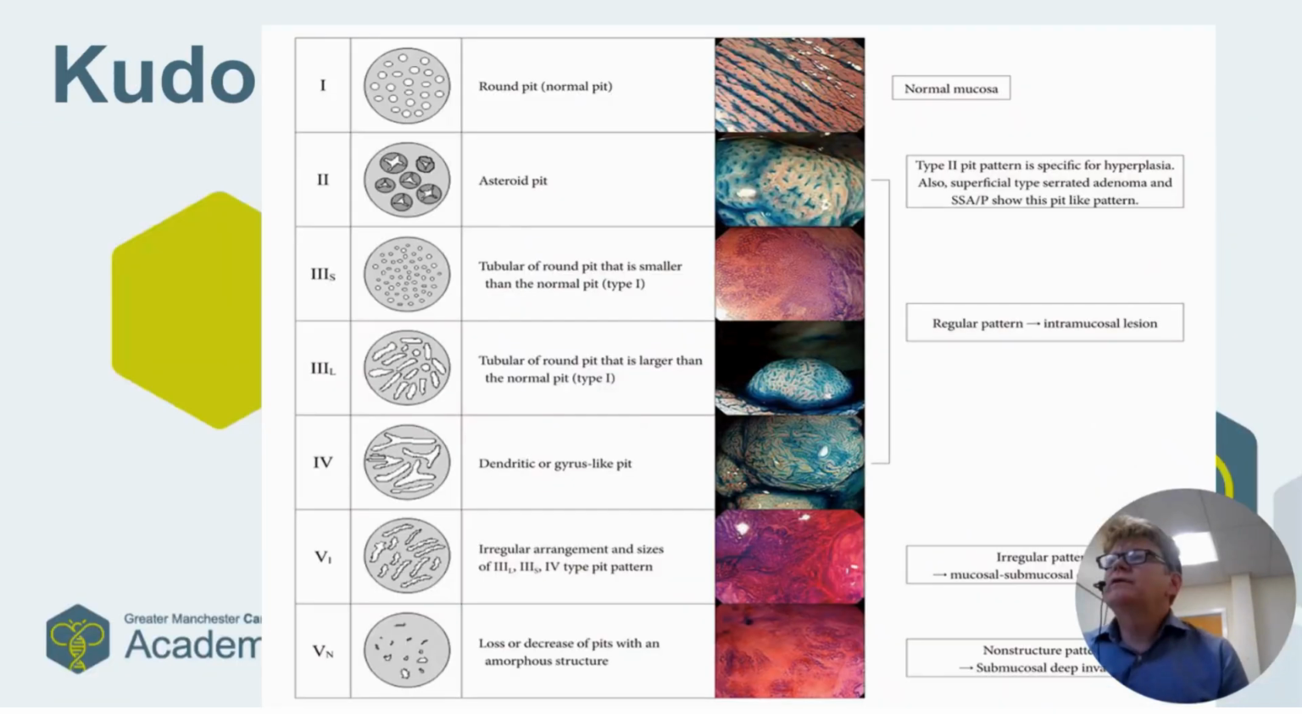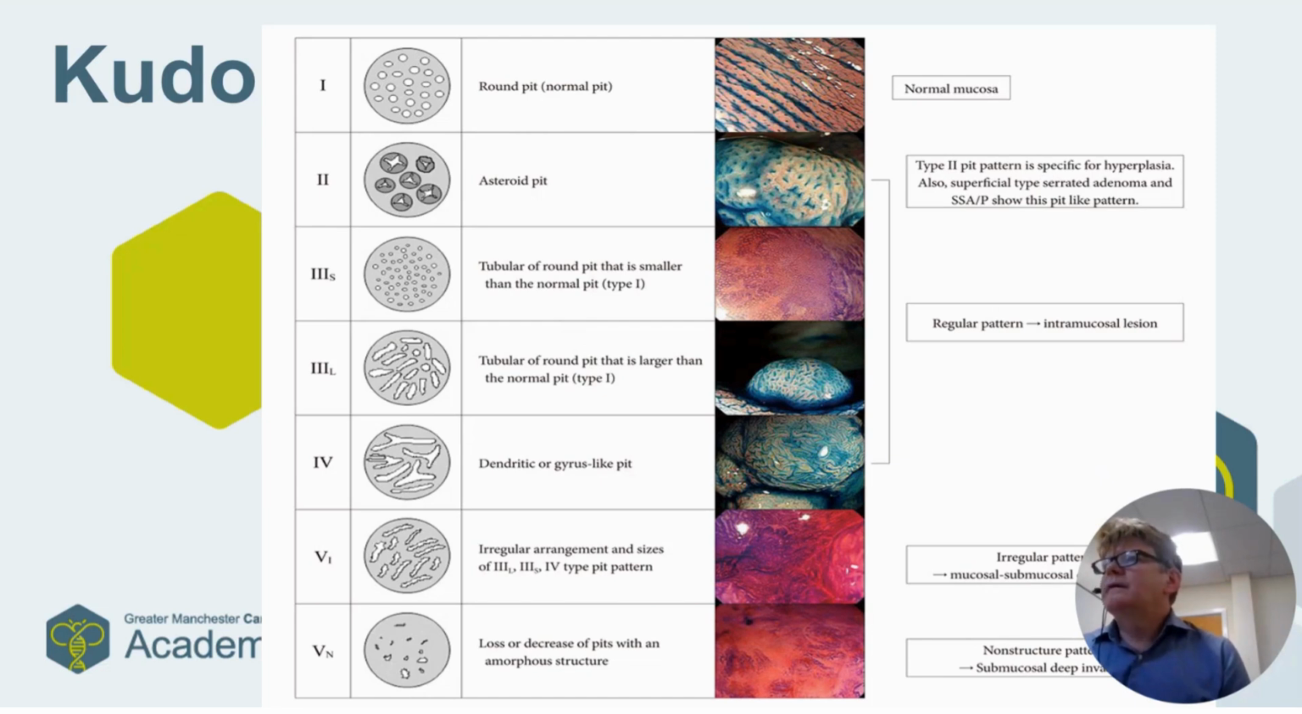This is a classification that is built into endoscopy reporting systems, and you'll all be very familiar with it. It's worthwhile just revising it so we can underline how you can use this to be really confident in describing the pathology of the polyps that are being identified. So normal mucosa has these typical round pits, uniformly distributed throughout the mucosa. Type 2 pit pattern is more typical of an SSL or hyperplastic polyp, where these pits are expanded and take on this star-like morphology.